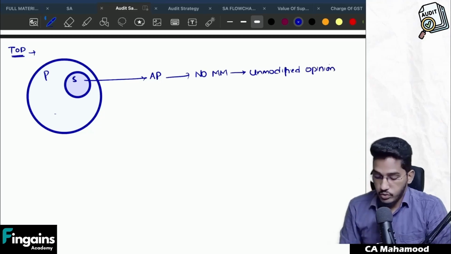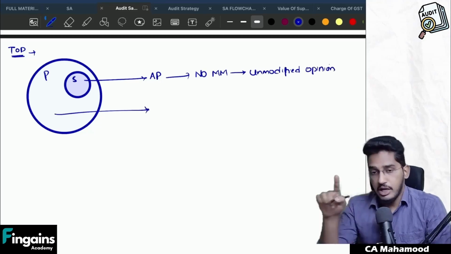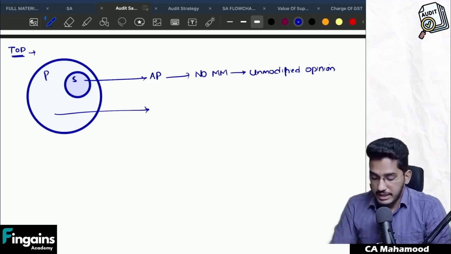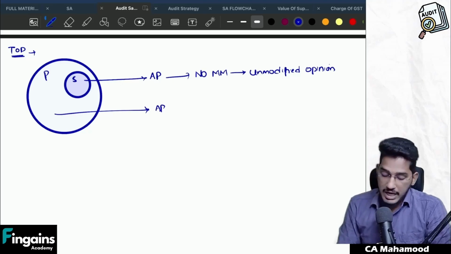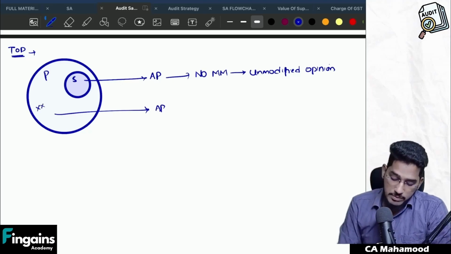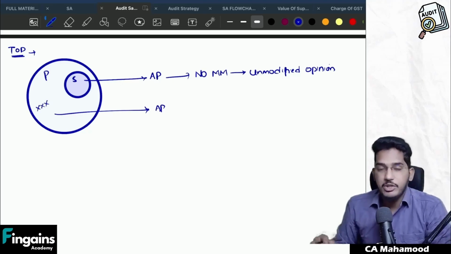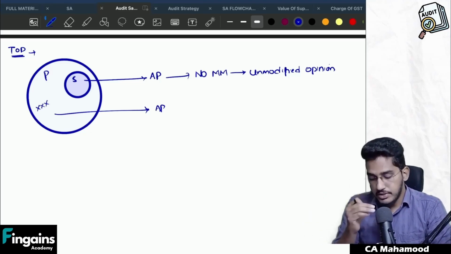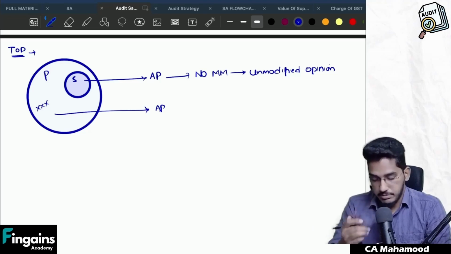But if you would have performed audit procedures on the entire population, you would have found some misstatements. There are actually misstatements in the population which did not come into my sample. So if you would have performed audit procedures on the entire population, you would have found misstatements.